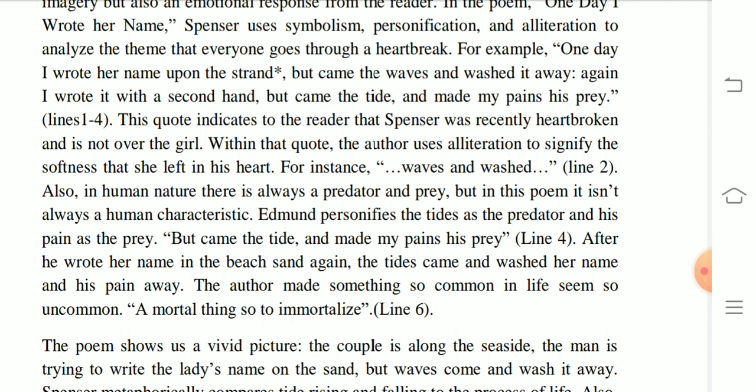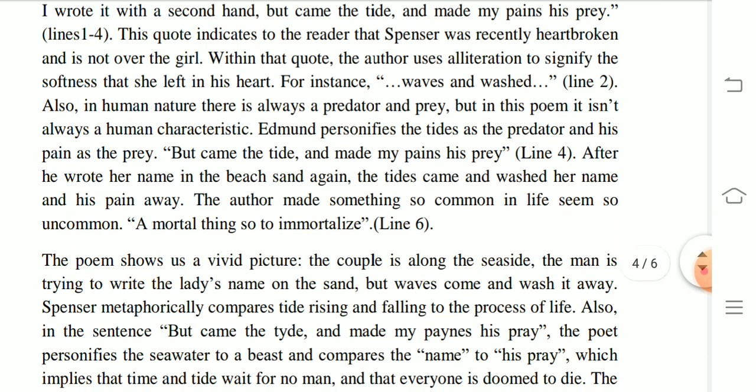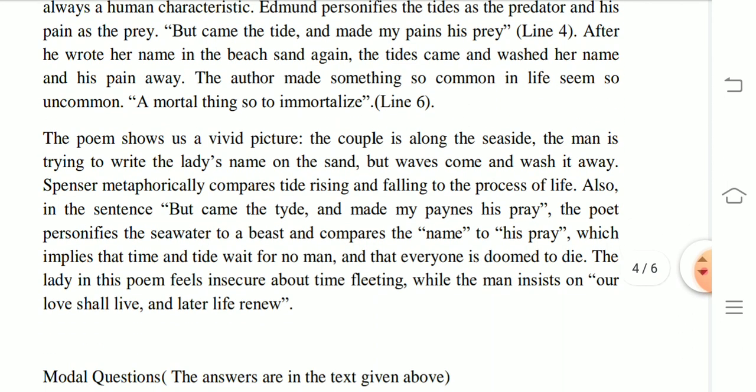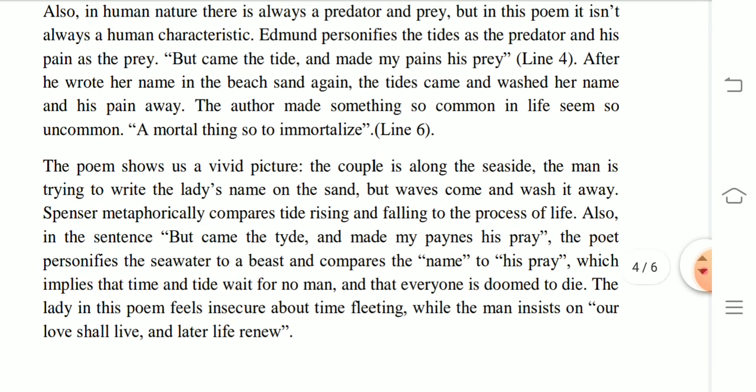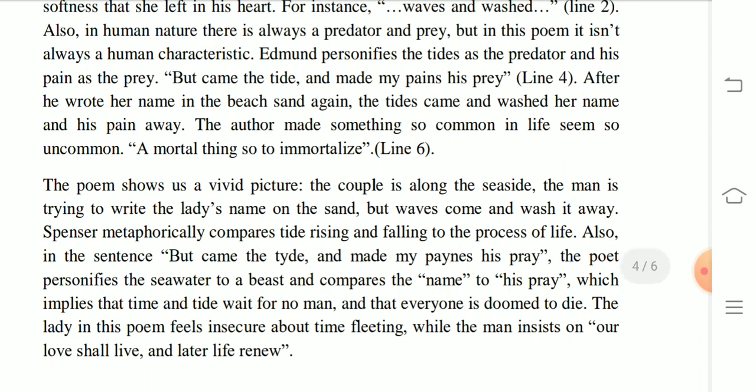Okay. Also in human nature, there is a predator and prey, but in this poem, it isn't always a human characteristic. Edmund personifies the tides as the predator and his pain as his prey. This is the use of personification in the poem. He personifies the tides, giving human qualities to the waves. "But came the tide and made my pains his prey." After he wrote her name in beach sand and again, the tides came and washed her name and his pain away. The author made something so common in life seem so uncommon, a mortal thing so to immortalize.